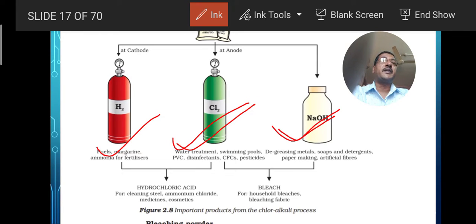As in this reaction we get sodium hydroxide and chlorine gas, chlor means chlorine and alkali, sodium hydroxide is an alkali. As both are produced during the electrolysis of brine, we say that this reaction is known as the chlor-alkali process.